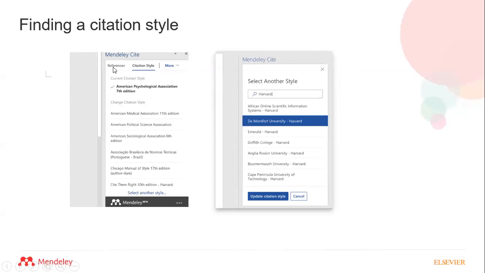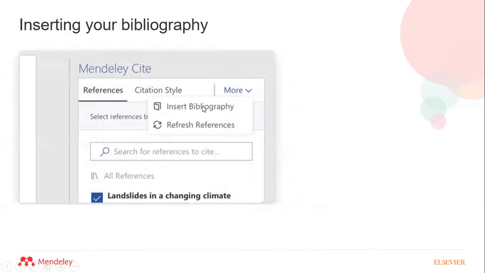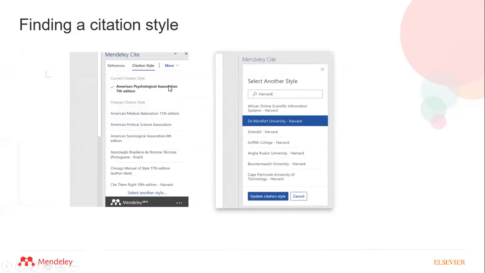So it's very simple. If you want to insert a citation, you just click References, then you will find all the references listed. Then you select which reference you want to cite. When you want to create the list of all the references or bibliography, you select More, then click Insert Bibliography. And the citation style is for you to select which style you want to use for your citation and also the bibliography list.